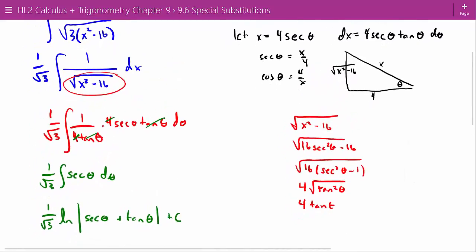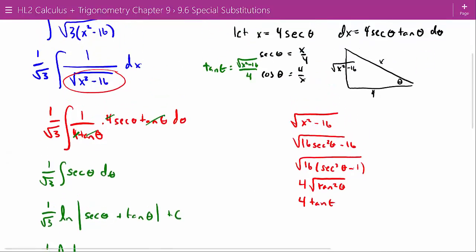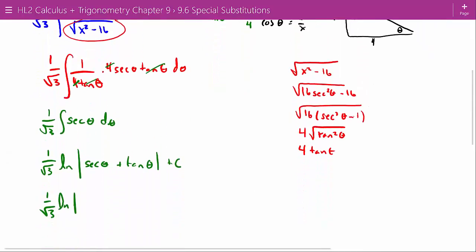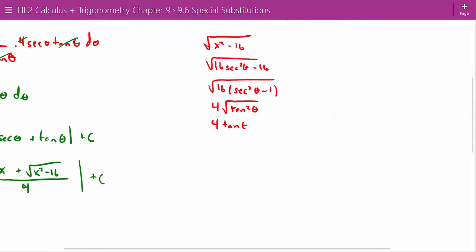And now we need to make substitutions for secant and for tangent. So I'm coming back over to my triangle. Tangent theta would be equal to the square root x squared minus 16 opposite over adjacent, which is 4. So secant theta was x over 4. And since they're both over 4, we'll just do the whole thing there. Plus square root x squared minus 16 plus c.